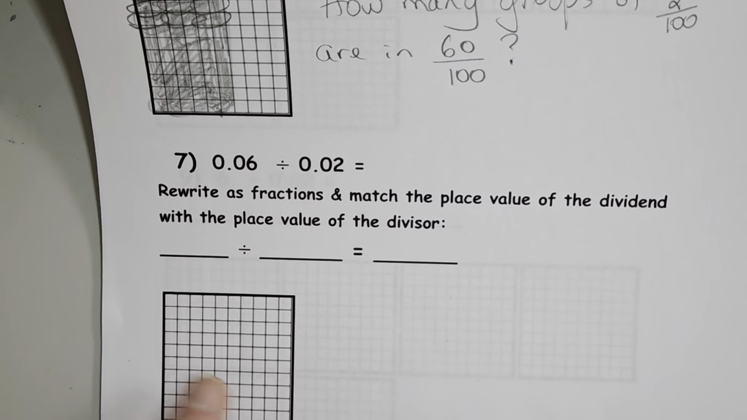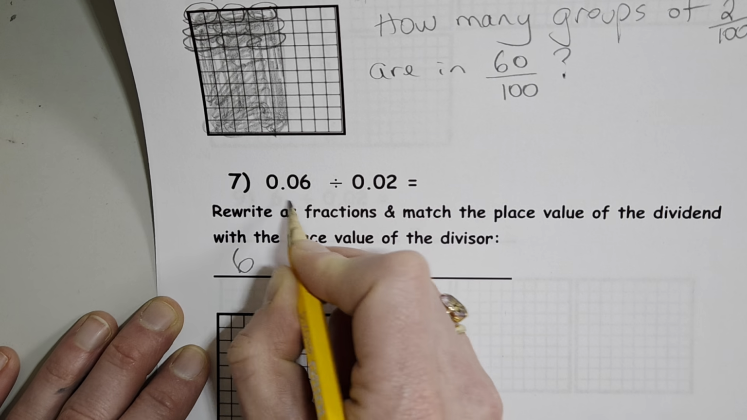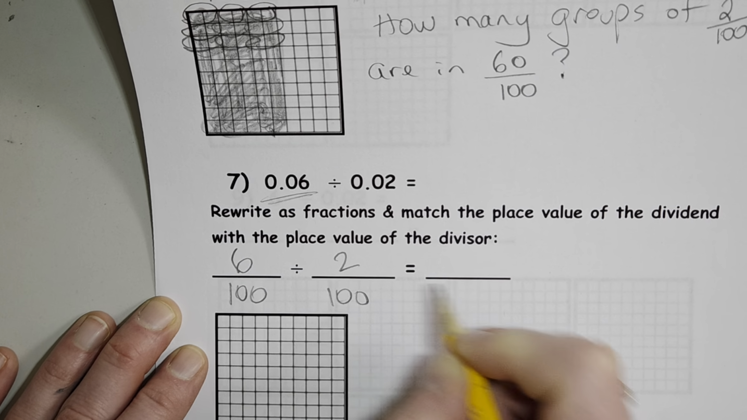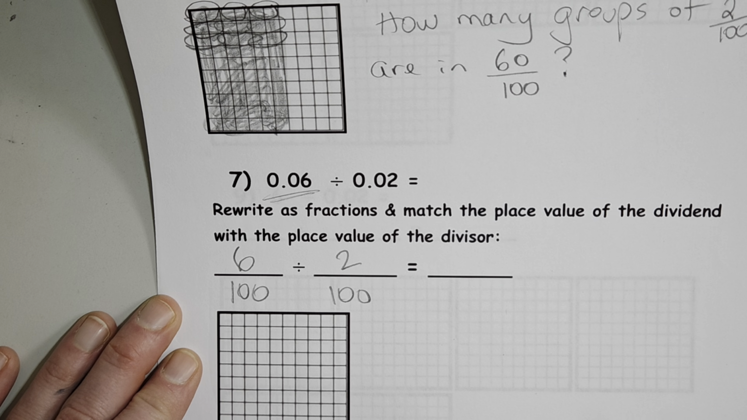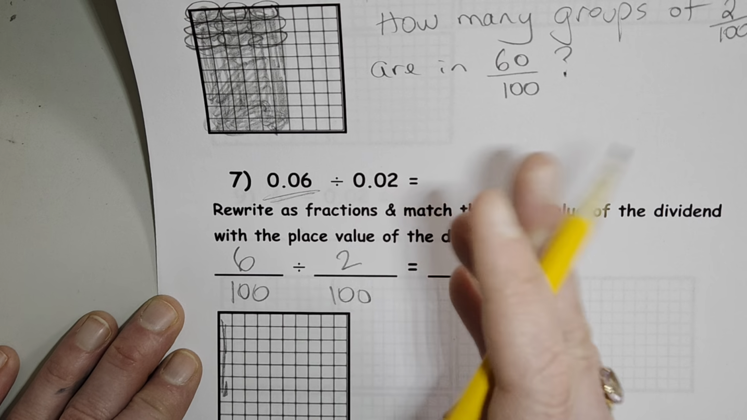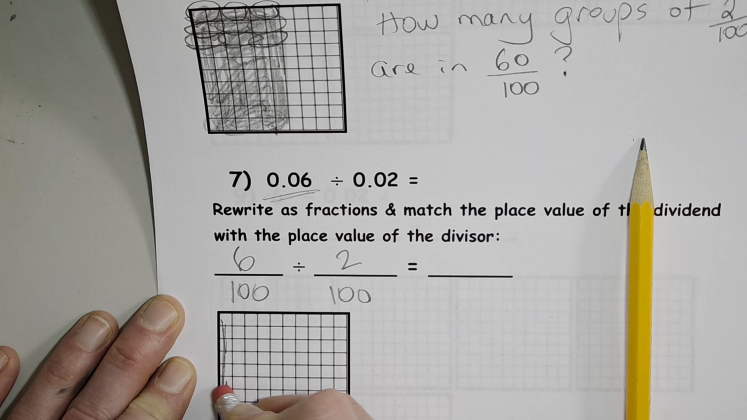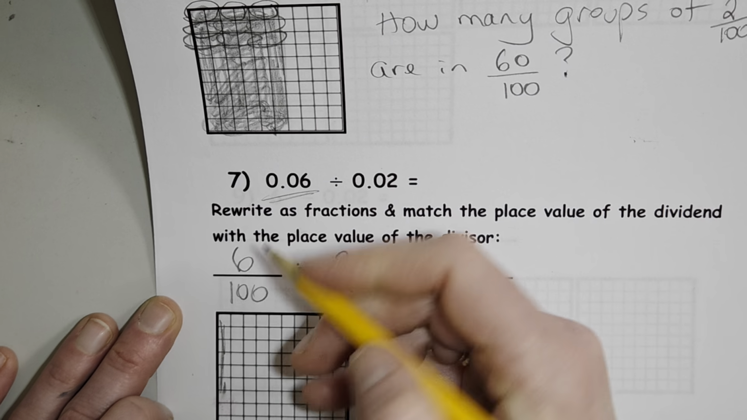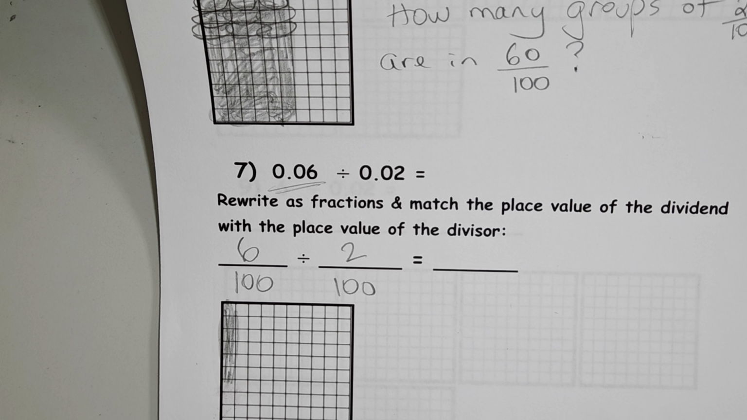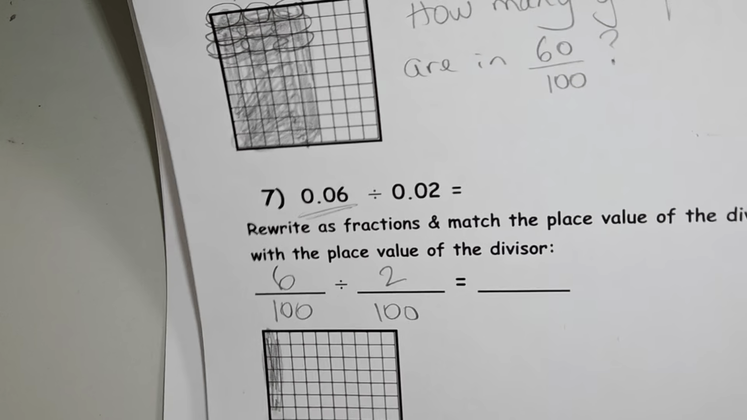Okay, this one I think you can do on your own. I'll set you up for it. 6 hundredths divided by 2 hundredths. How many groups of 2 hundredths are in 6 hundredths? 1, 2, 3, 4, 5, whoopsies, I just did 7. 1, 2, 3, 4, 5, 6. There's 6 hundredths divided by 2 hundredths. I think you can do that one. Let's find a harder one.